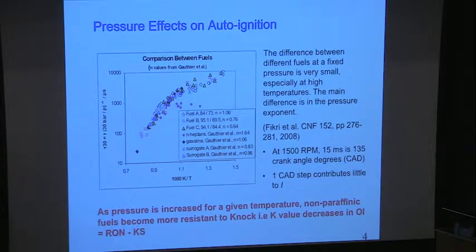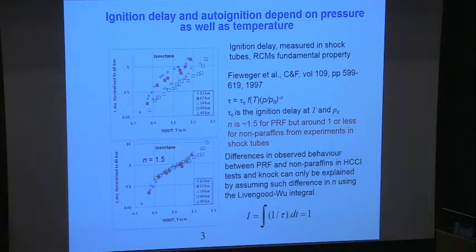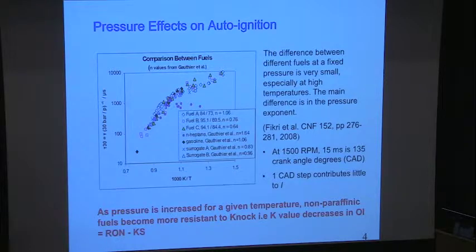Another important thing you have to remember for engine applications is this. At 1500 RPM, 15 milliseconds is equal to 135 crank angle degrees. So a 1 crank angle degree step in the Livengood-Wu integral contributes 1 over 135. It's negligible. So what this allows you to do is ignore ignition delays which are more than 15 milliseconds, because it doesn't matter if you're even spectacularly wrong in predicting the ignition delay beyond that. For engine applications, it doesn't contribute very much to the integral. That is an important point, and I'll come to that in a minute.